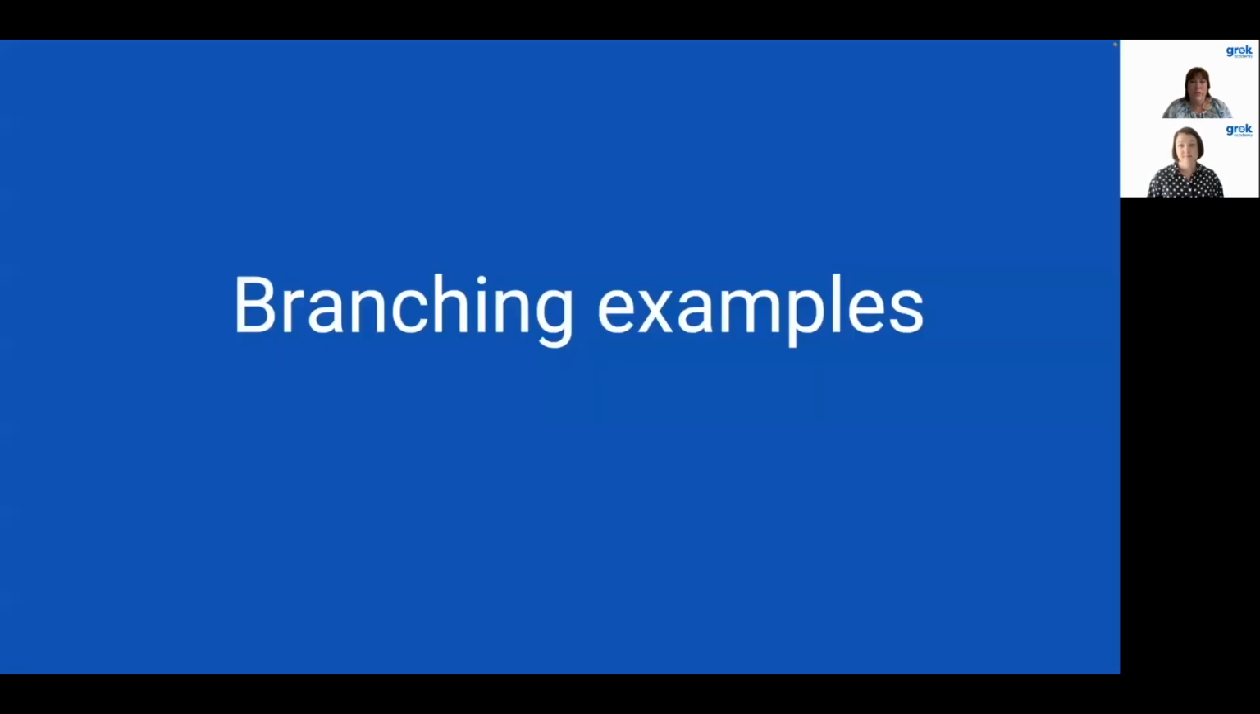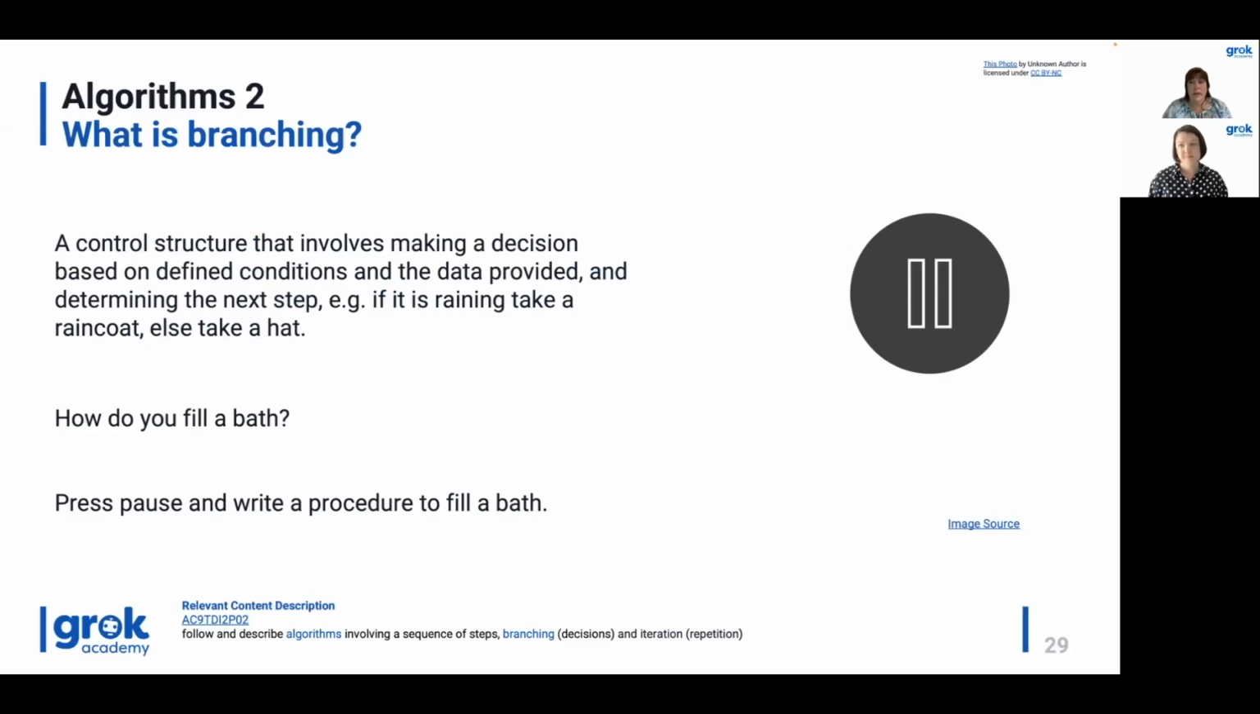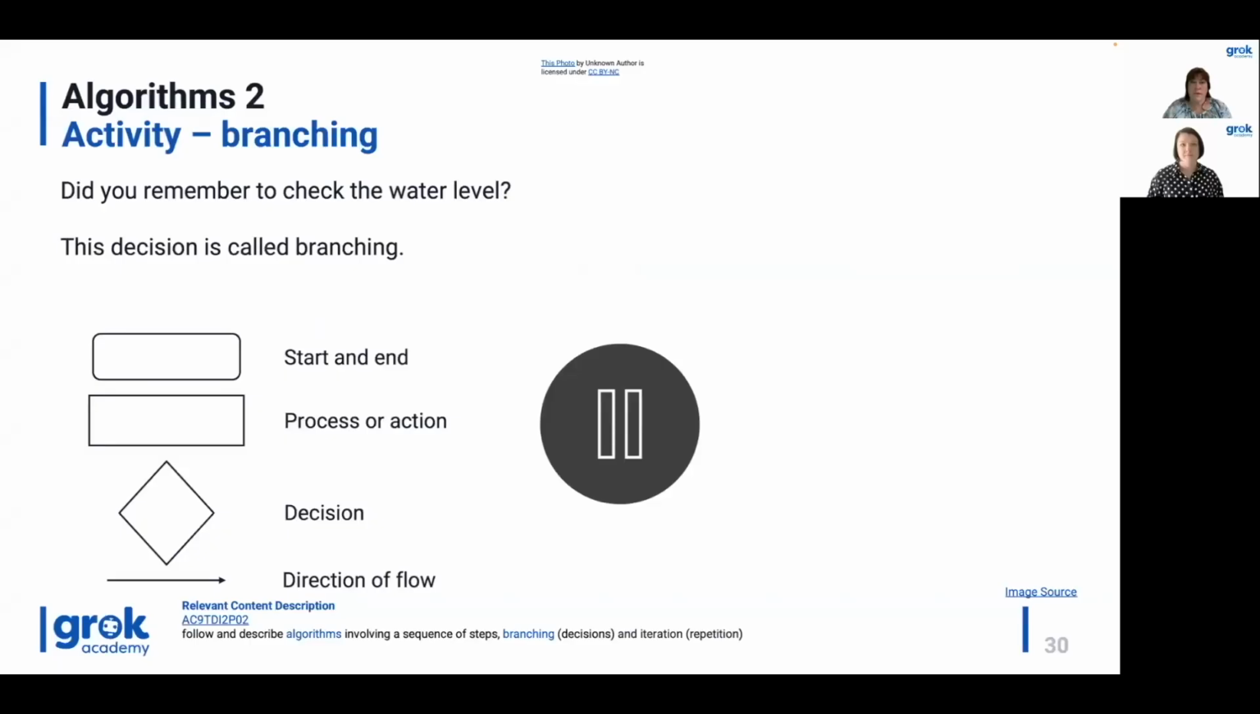In this section, we'll give you some ideas for teaching branching. So branching is about making decisions. I'd like you to press pause for a moment and write a procedure to fill a bath. So now that you have written your procedure, you might like to have a look at your procedure in the context of the symbols that we use in a flowchart.